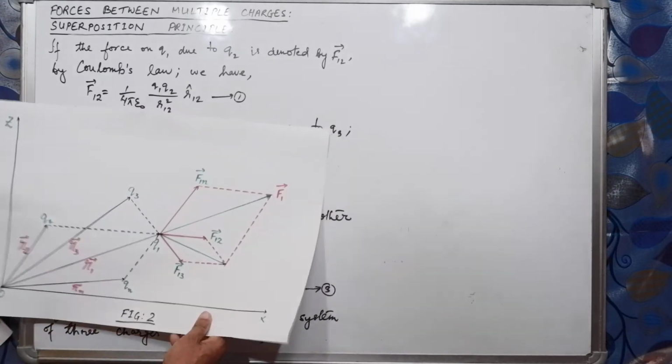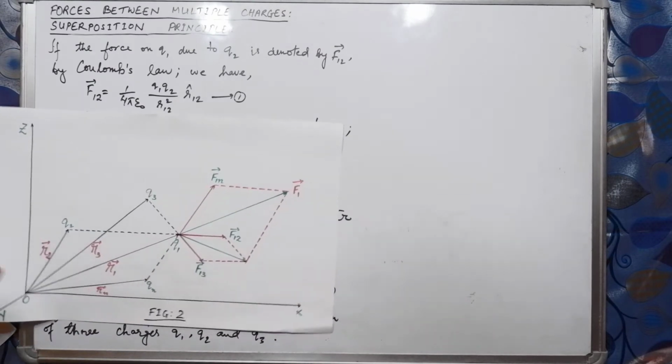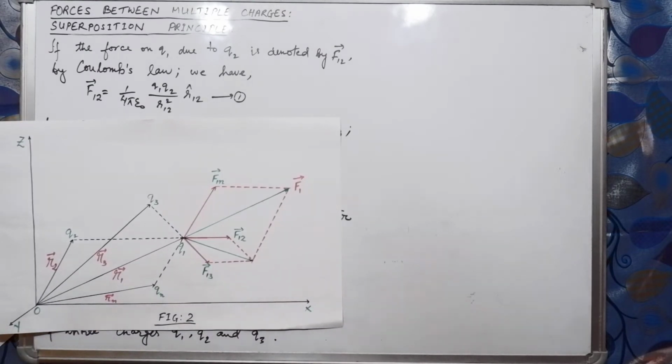Now the principle of superposition says that in a system of charges Q1, Q2 up to Qn, the force on Q1 due to Q2 is the same as given by Coulomb's law. That is, it is unaffected by the presence of the other charges Q3, Q4 up to Qn.